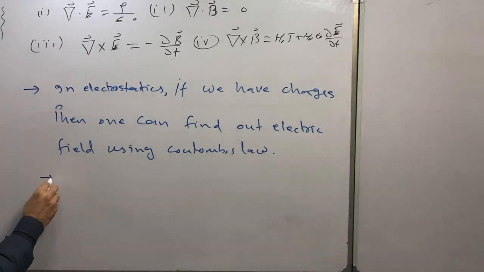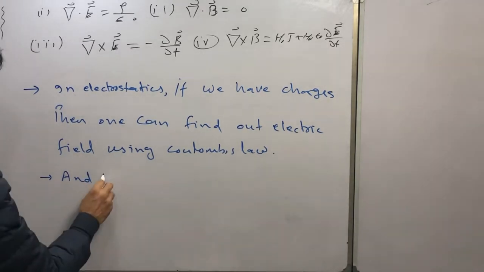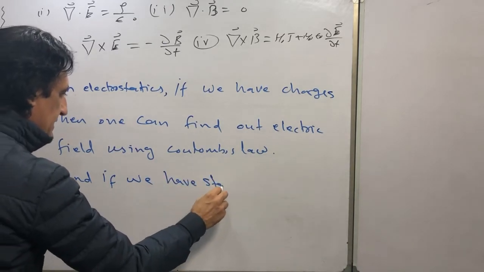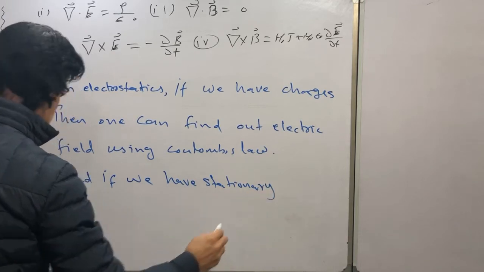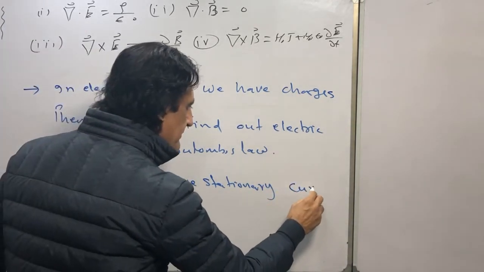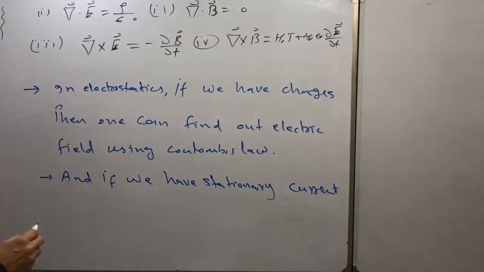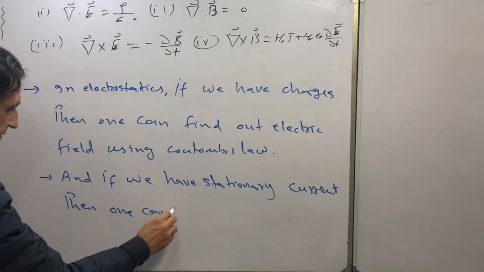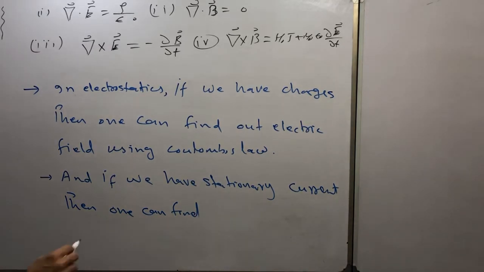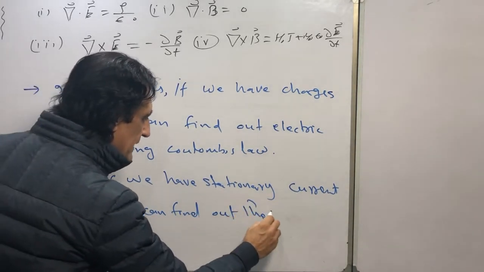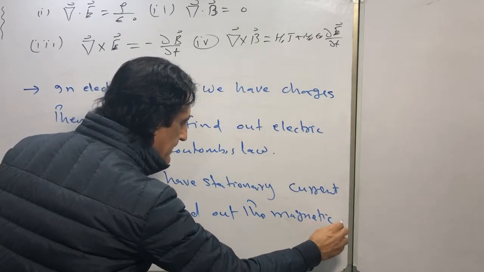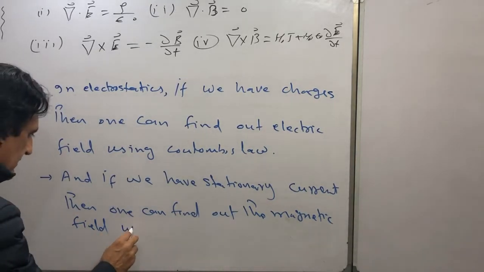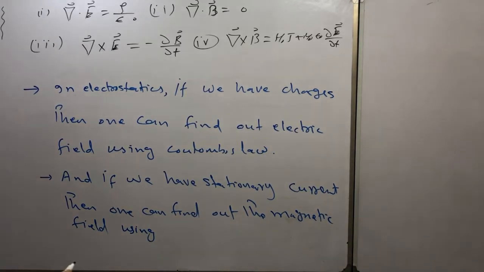And if we have stationary current, then one can find out the magnetic field using the Biot-Savart law.